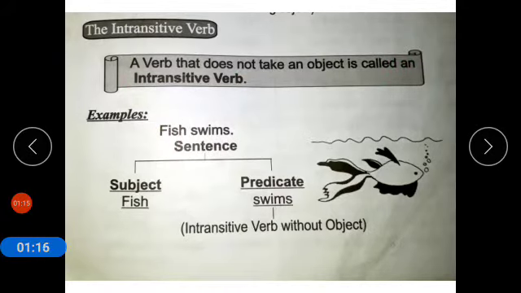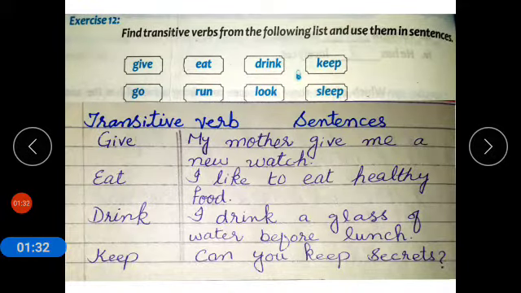Fish swims. Subject is fish and predicate is swims. So in this sentence there is no object in it and it is termed as an intransitive verb. Now, after revising the transitive and intransitive verb, coming to the book exercise, which is exercise number 12. Find transitive verbs from the following list and use them in sentences. There are a few verbs written over here and we have to find the transitive verbs and make sentences of these.